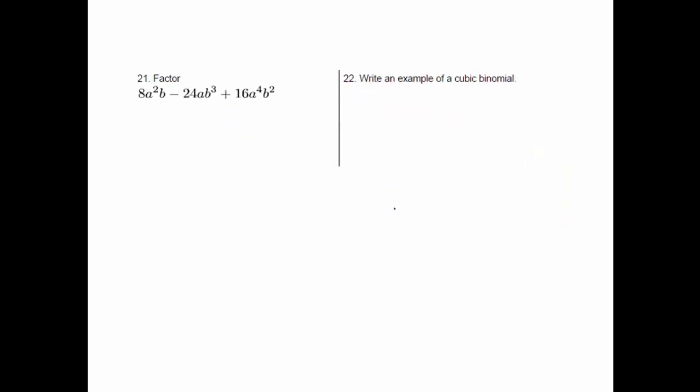Okay, 21, factor 8a squared b minus 24ab cubed plus 16a to the 4th b squared. Generally, if we have lots of letters in our problem, it's going to be a GCF, which in this case it definitely is. So what number will go into all three of those? It will be 8. They all have an A, and the smallest one is just simply A. They all have a B, and the smallest B is, again, just B. So I'm going to start my parentheses. I like to write that under each part.